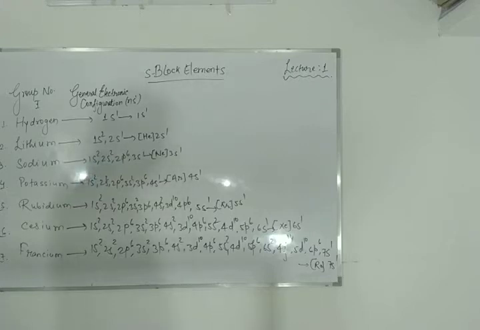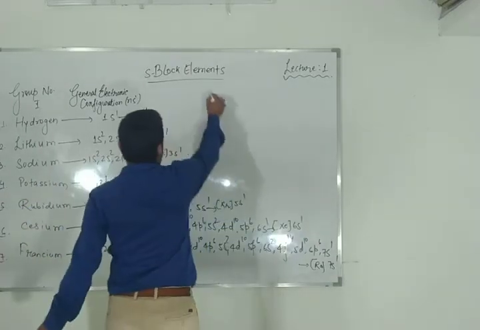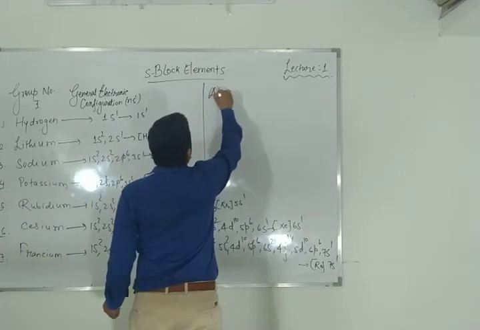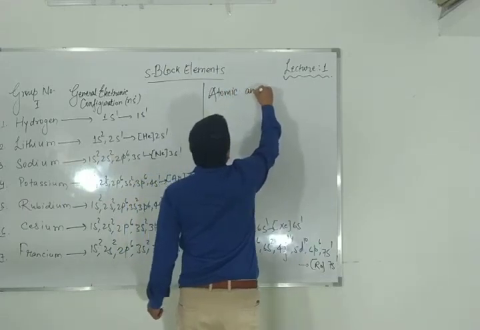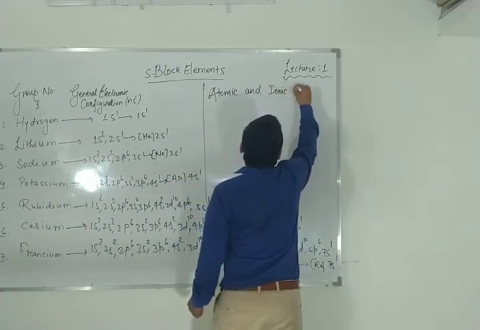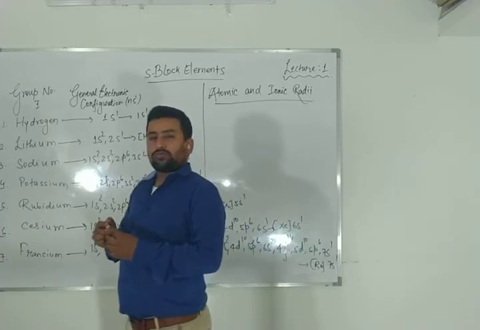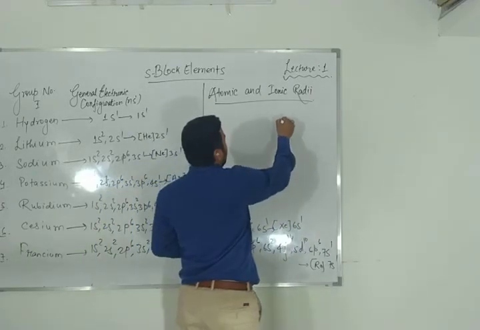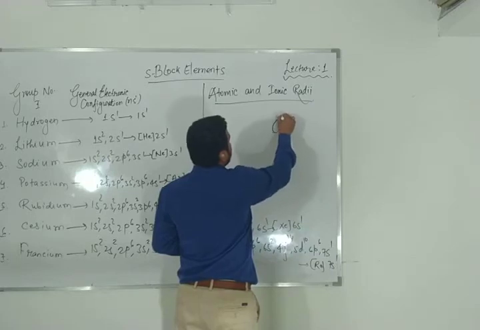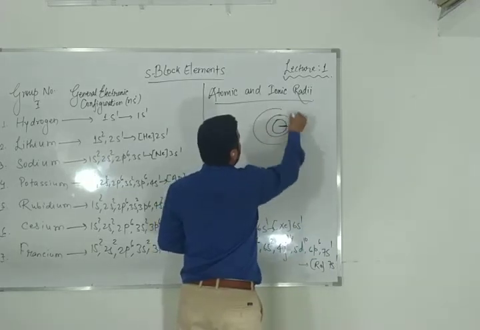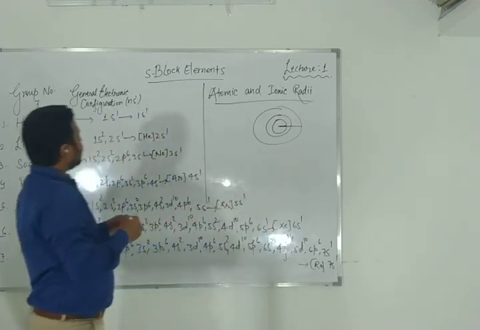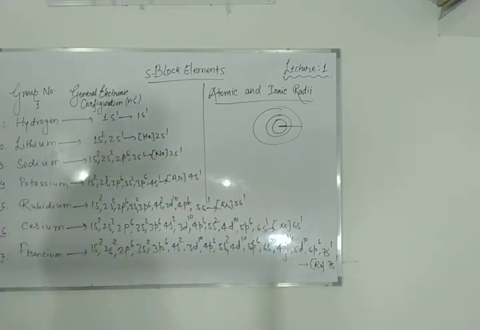Now the next topic in your NCERT is atomic and ionic radii. You know very well, this is the second property, atomic and ionic radii. What is atomic size? The radius is called radii. As you know, the first group element will have this radius, the second group this, the third group this. So as we move from top to bottom in a group, the atomic size increases.